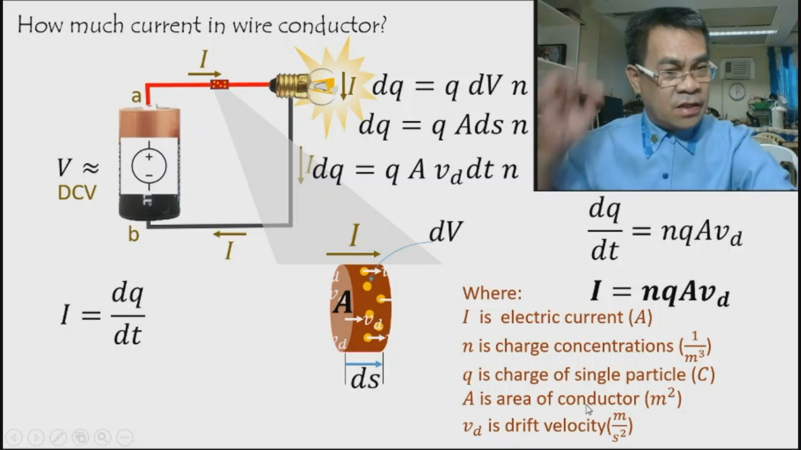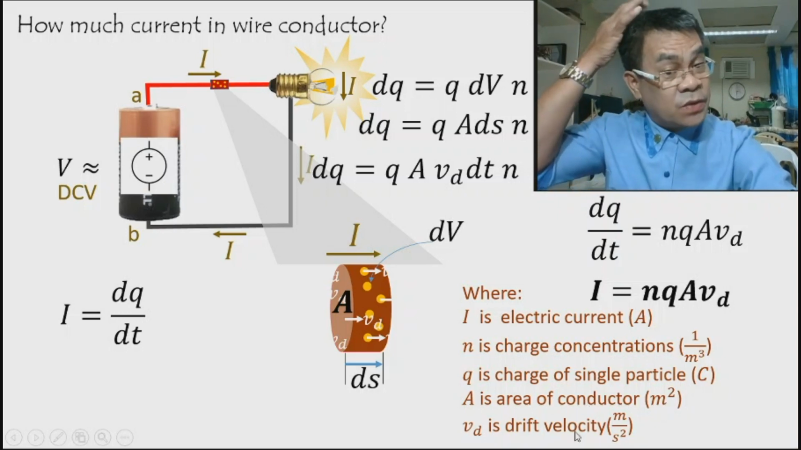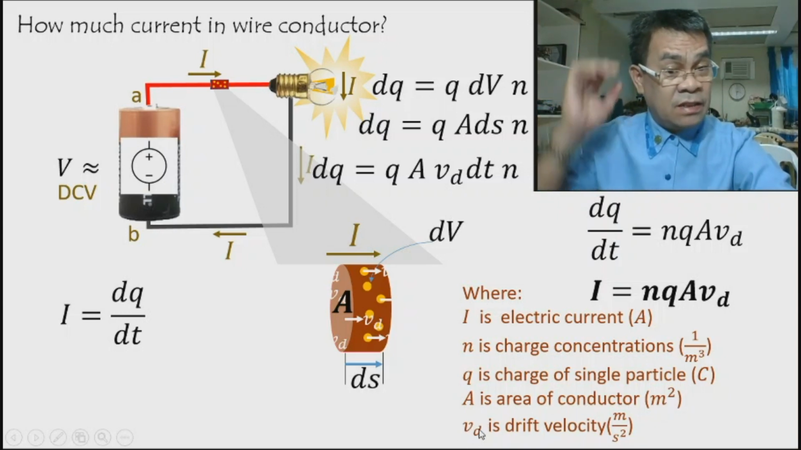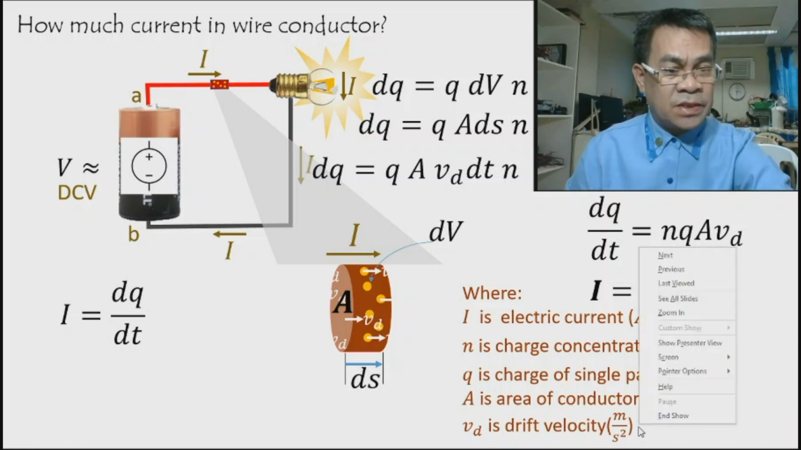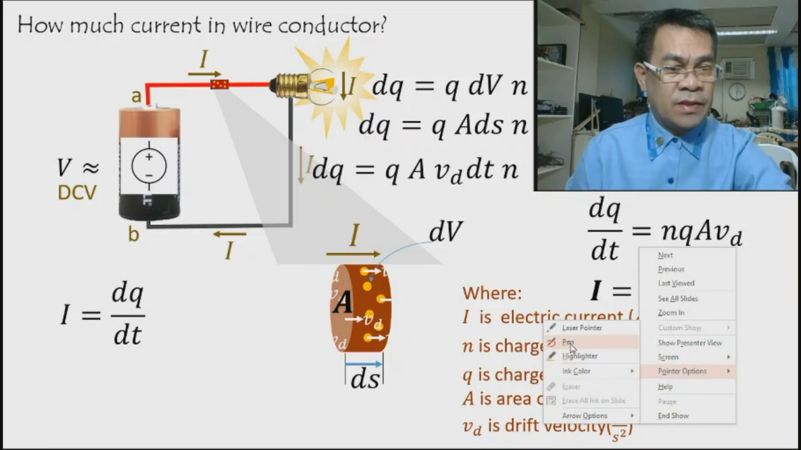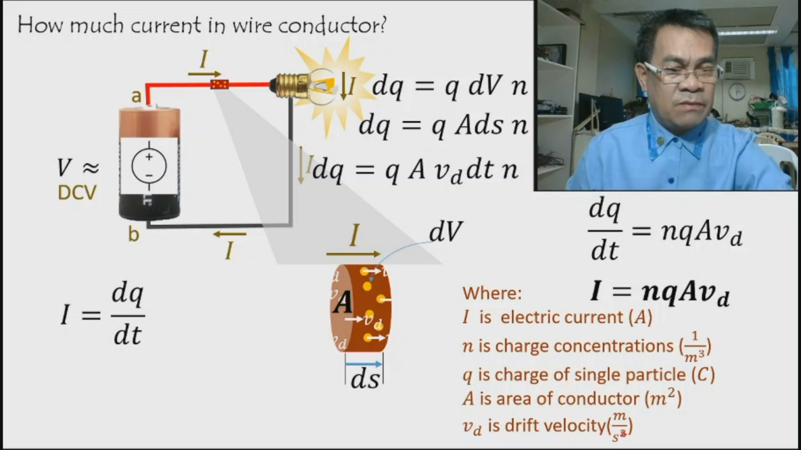A is the area of the conductor. The unit should be meter squared. And the drift velocity VD is in meter per second. Sorry, this is meter per second, not meter per second squared, so eliminate this one.